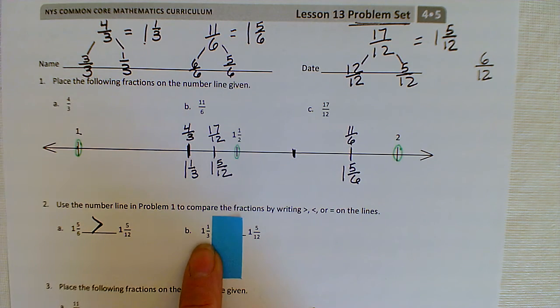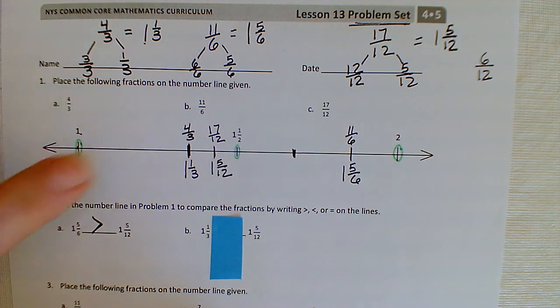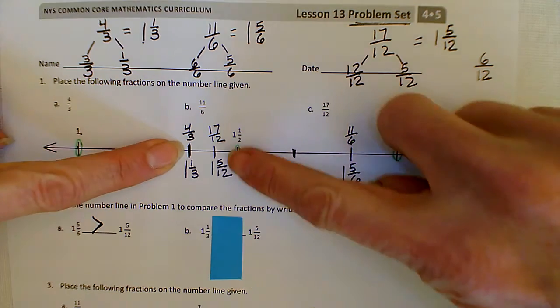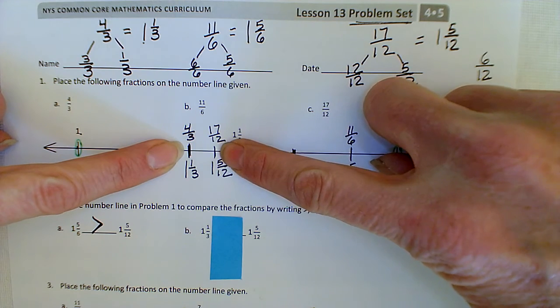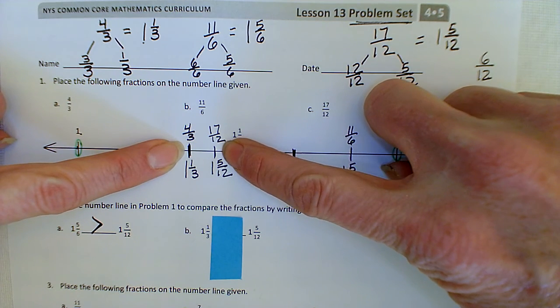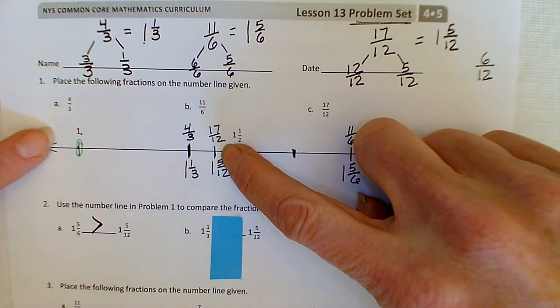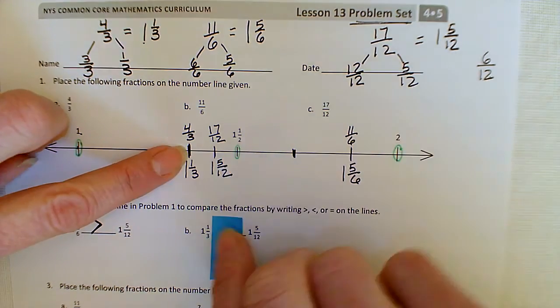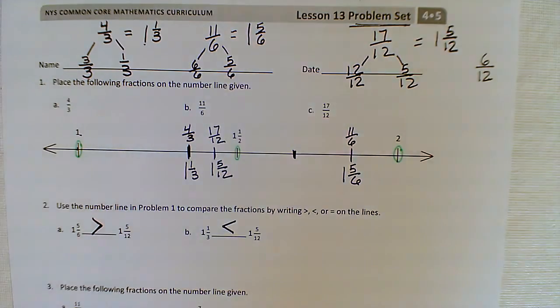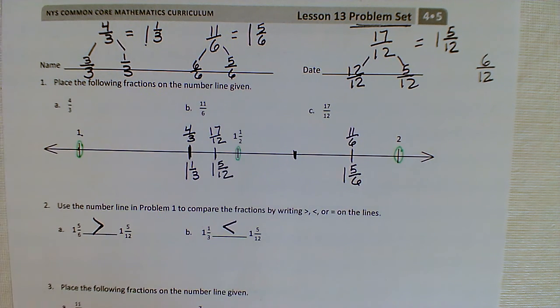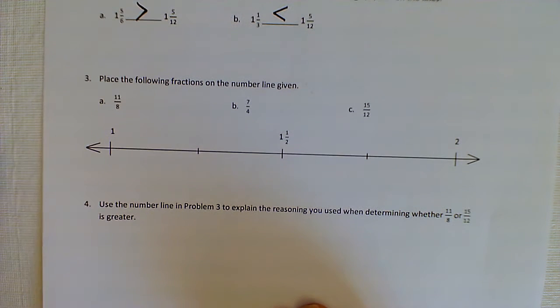Let's do the same thing for 1 1/3 and 1 5/12. 1 1/3 is right here, 1 5/12 is right here. So now 1 5/12 is the larger fraction. It's closer to the 2, or you could say it's further away from the 1. And so if we take a look, the alligator is going to eat the larger number, and it's going to eat 1 5/12.